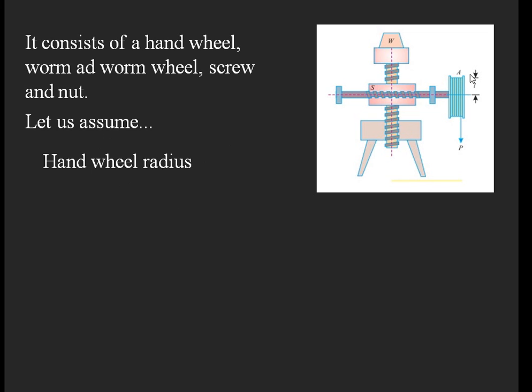Okay, so next let us assume first the hand wheel radius. So there is a hand wheel, and in the figure the radius is represented as a small l. So assume the hand wheel radius as small l. Next, the pitch of the screw, the pitch of the main screw, which will be moving up and down according to the rotation of the worm wheel. So the pitch of that screw I want to assume as small p.